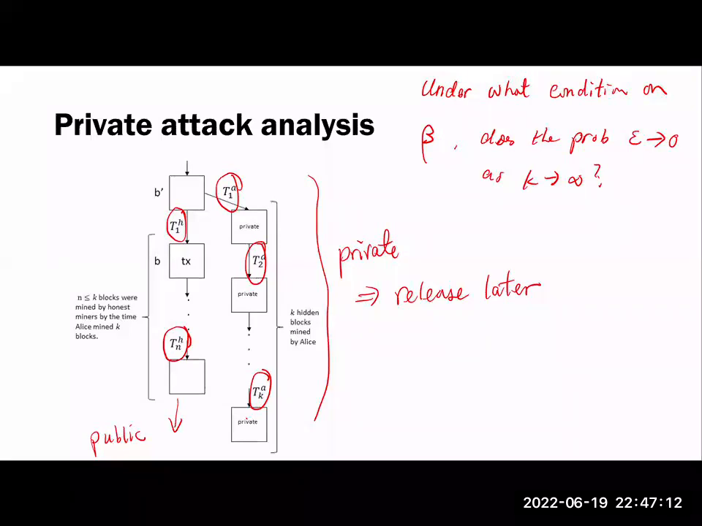Suppose the adversary has 90% power, beta is 0.9. Do you think that the probability will go to 0 as K goes to infinity? No, right? Because the adversary has more power. No matter how long you wait, in fact, the longer you wait, there's more certainty that the adversary will get more blocks than you. So your probability will not go to 0 as K goes to infinity. In fact, your probability goes to 1 as K goes to infinity. Epsilon will go to 1. For sure, the attacker will be able to revert you.